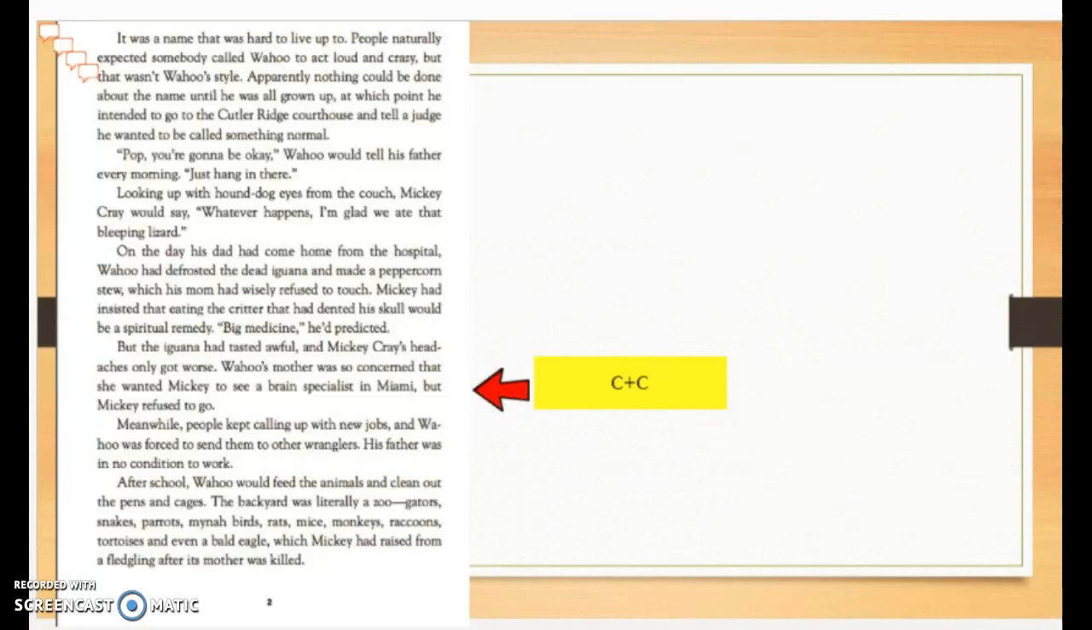So what's a question we need to ask ourselves when we see a contrast or contradiction? That's right. Why did the character act this way? Turn and talk with your shoulder partner to answer that question. And then let's come back together as a big group. Tell me some of the ideas you and your partner shared.